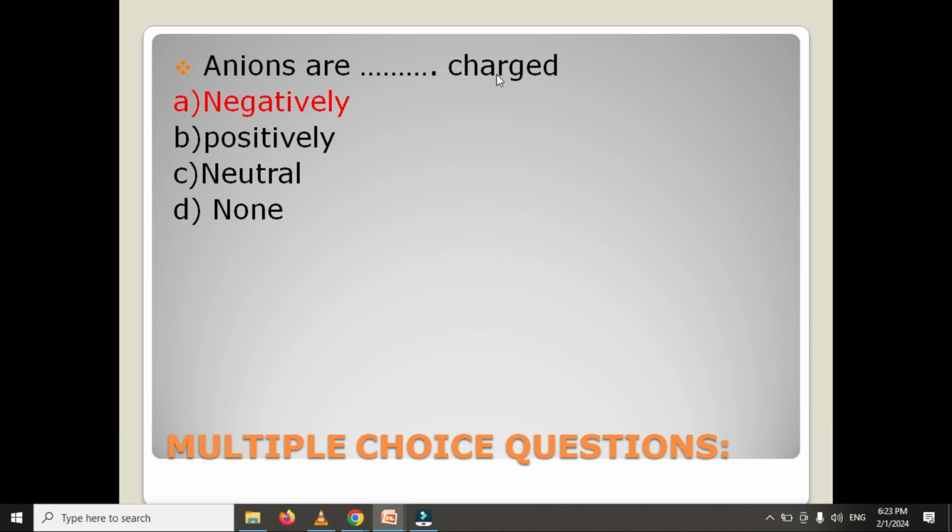Anions are dash charged. Option A negatively, option B positively, option C neutral, option D none. Answer is negatively.